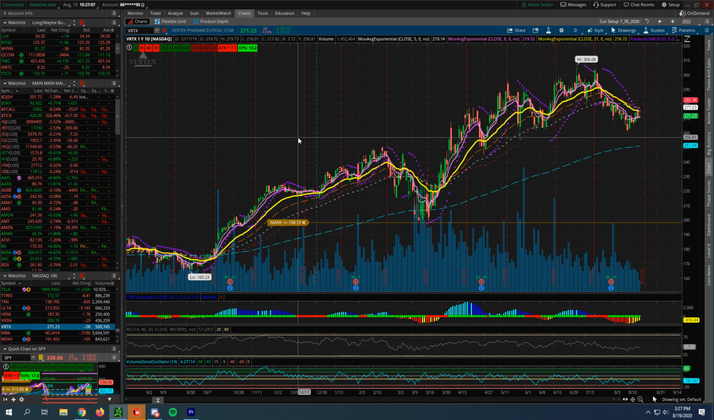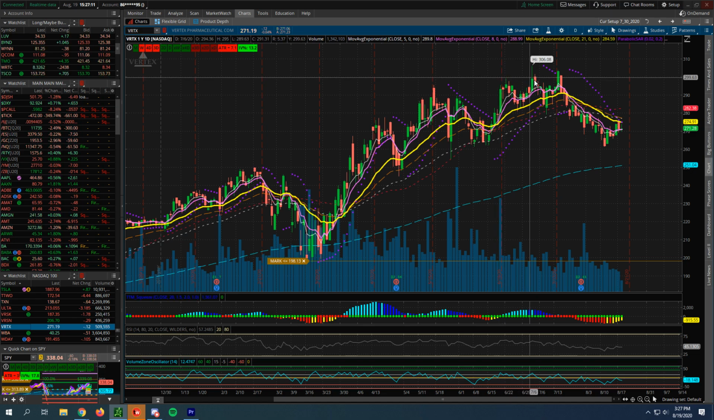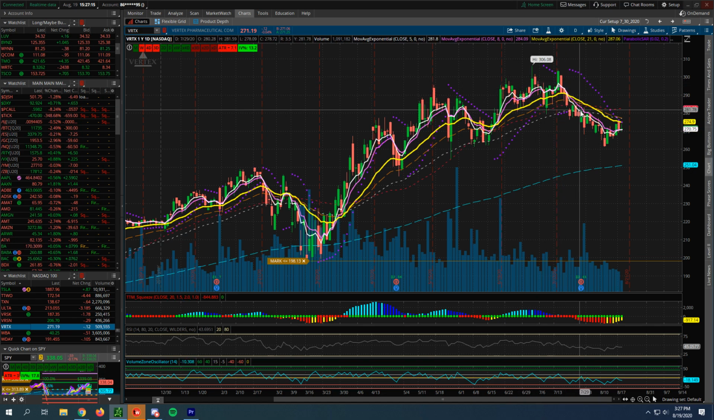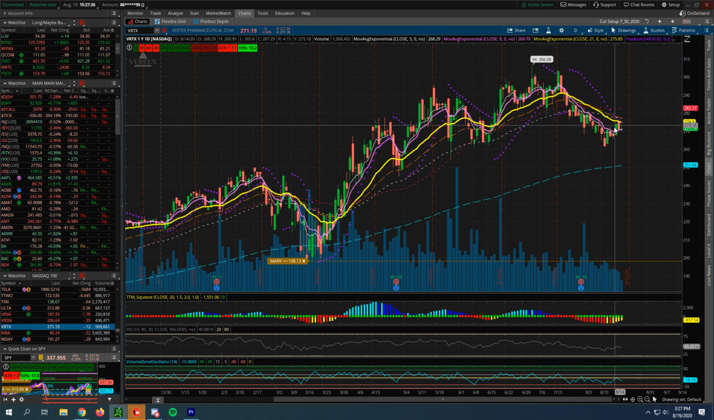VRTX, again, another pharmaceutical company, so be super mindful of this, that we're seeing this pattern kind of play out with the 5 and 8 crossing through the 21. Again, that's a negative, bearish movement to the downside. Now kind of building a base here with the 5 and 8 curling and starting to slow down, potentially building a base. But now we need to see the ticks and potentially the 5 and 8 cross through the 21 again if it wants to go higher.